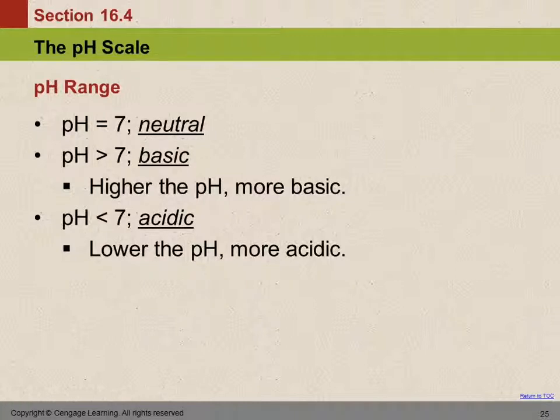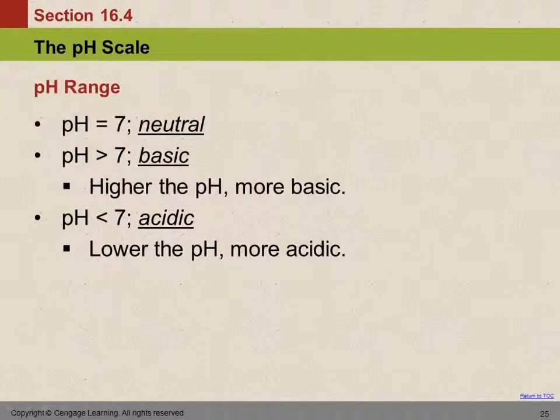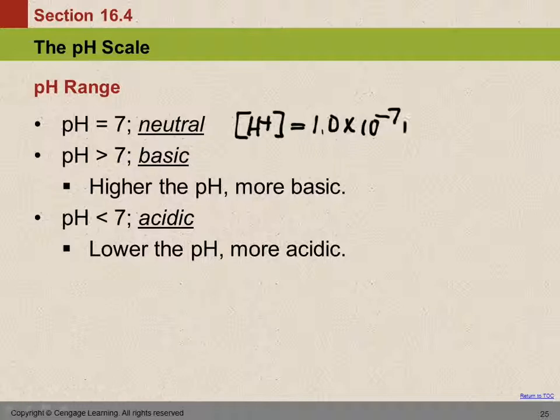So the pH range goes from 0 to 14, and pH equals 7 is neutral. Because at pH equals 7, we have the hydrogen ion concentration being equal to 1 times 10 to the minus 7 moles per liter. The log of this number is minus 7. We change the sign, we get from negative to positive, and we get positive 7 as the pH.